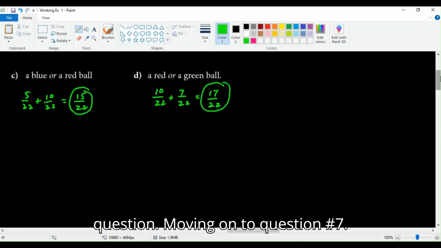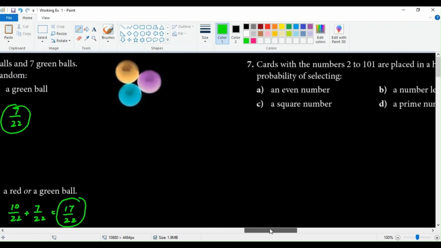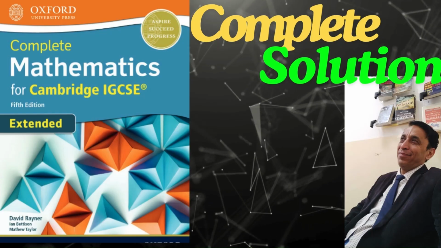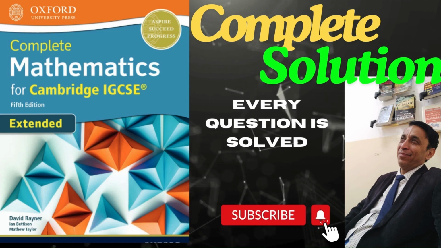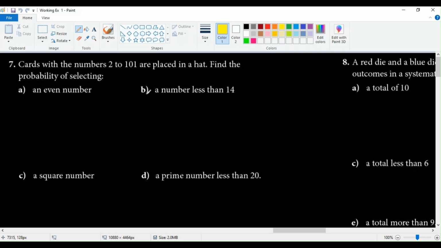Moving on to question number 7. When it comes to question number 7, it says cards with numbers 2 to 101 are placed in a hat. Find the probability of selecting an even number. As you can see, there are 100 cards from 2 to 101. So we can write simply that the total outcome is going to be 100 and even numbers are 50. So we can write 50 over 100. That gives us 1 over 2 as the answer for this question.